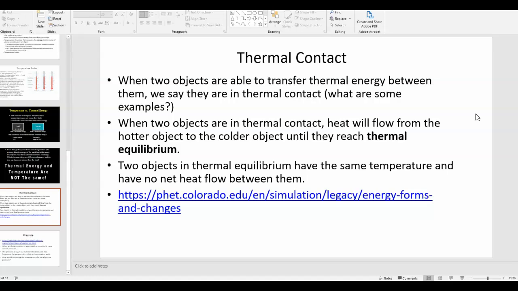And so if you come back after 2 hours, most likely the soup is going to be the same temperature as the air in that room because they're going to be in thermal equilibrium. Okay, and so if you have two things in thermal contact, heat's going to go from hot to cold until they reach that point where they have the same temperature and there's no net heat flow between them. That's called thermal equilibrium.